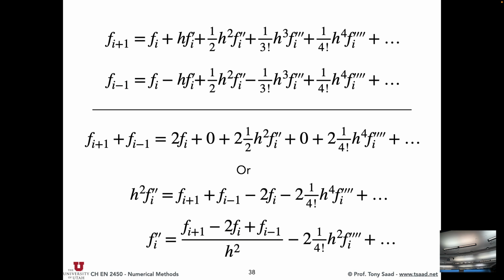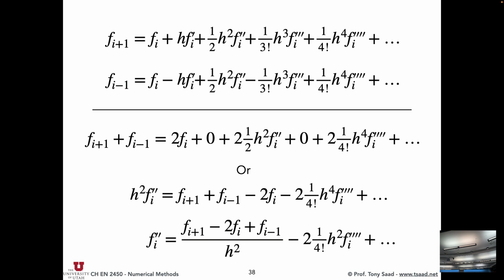And then you have a fourth derivative here, which is interesting, because now you got rid of the h cubed term. Then you move h squared f double prime to the left. This is what you get. You divide by h squared, and you get an approximation for the second derivative: f(i+1) minus 2f(i) plus f(i-1) over h squared, minus something. This is going to be our truncation error. Okay? And it's going to be order h squared.